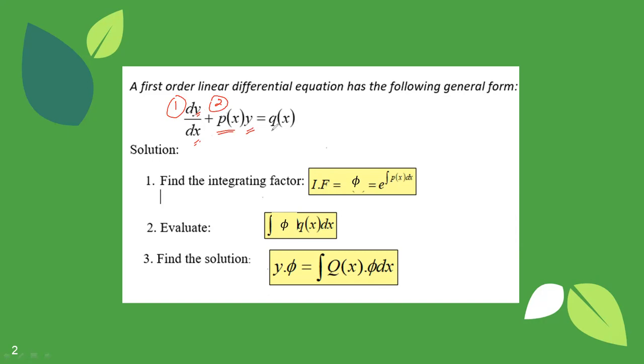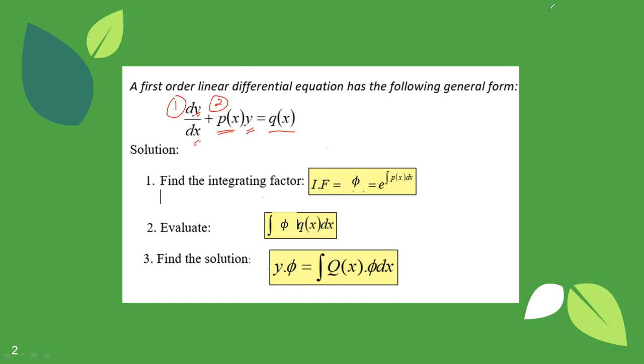The right side should only contain an expression in terms of the independent variable. So this could be just one term, or this could be several terms, as long as it's just in terms of x. In this case, x is our independent variable.